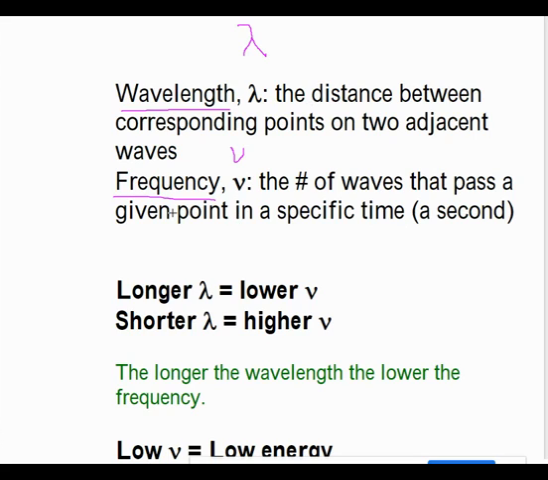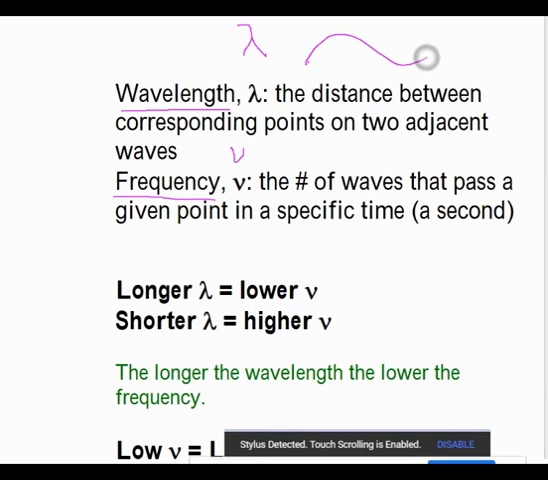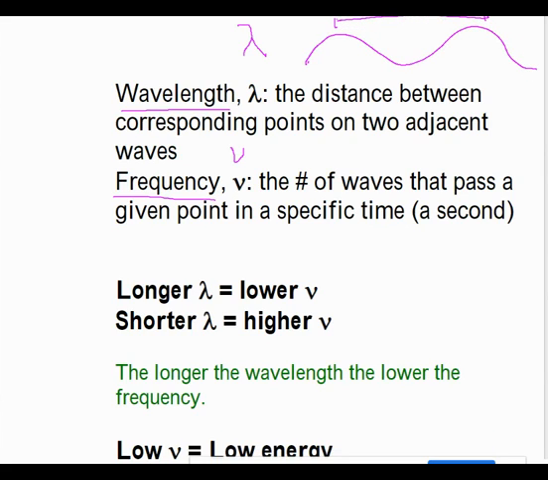So wavelength is going to be the distance between the crest on two adjacent waves. So if I were to draw the wave right here, the distance between two adjacent crests is the wavelength. And so that would be a longer wavelength and a shorter wavelength. Might look something like this. Okay, so we can measure from crest to crest, or we could even measure from trough to trough. We should find the same wavelength for both.